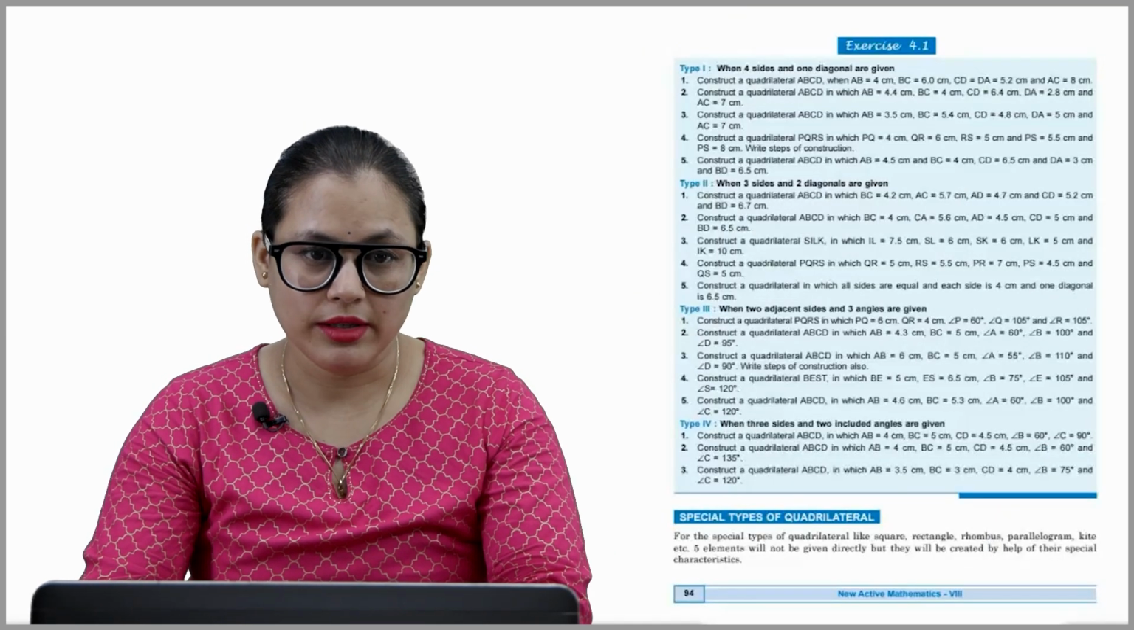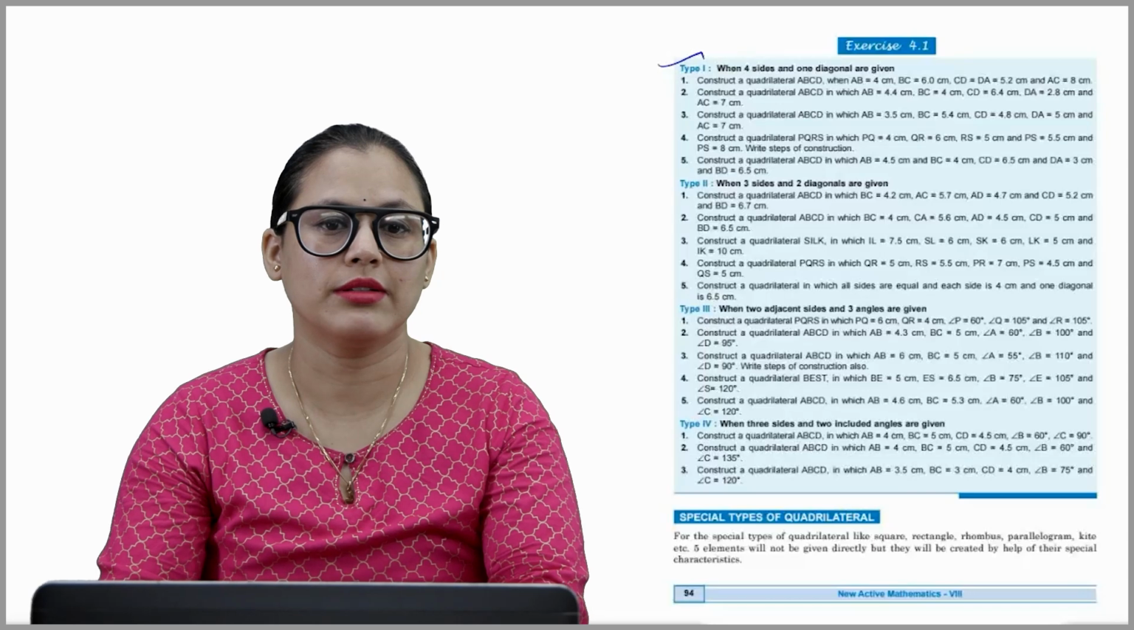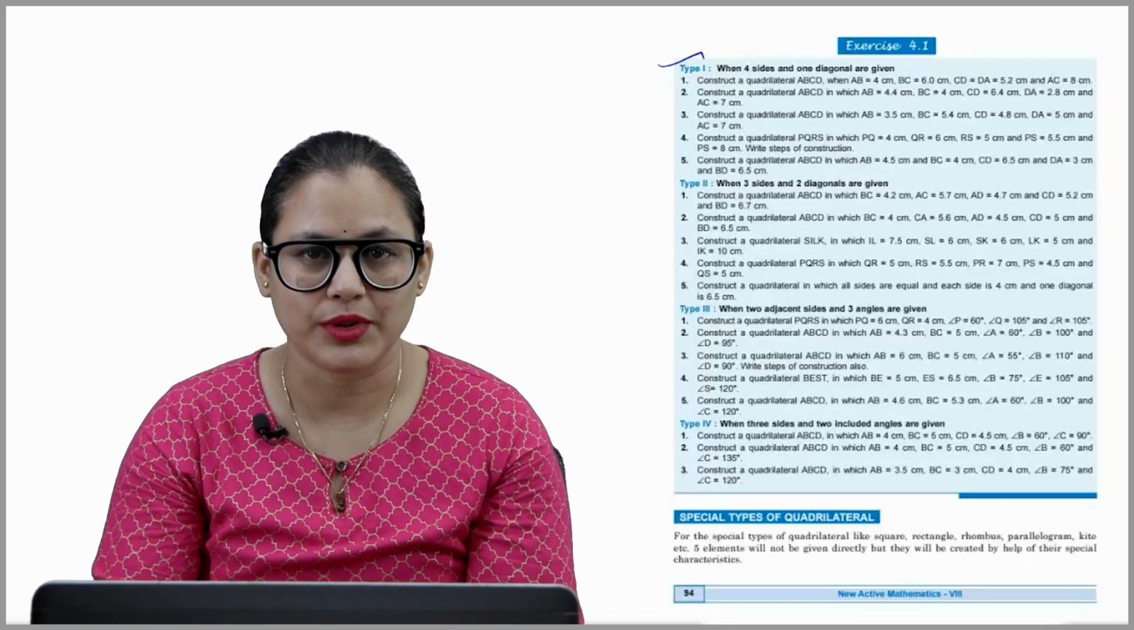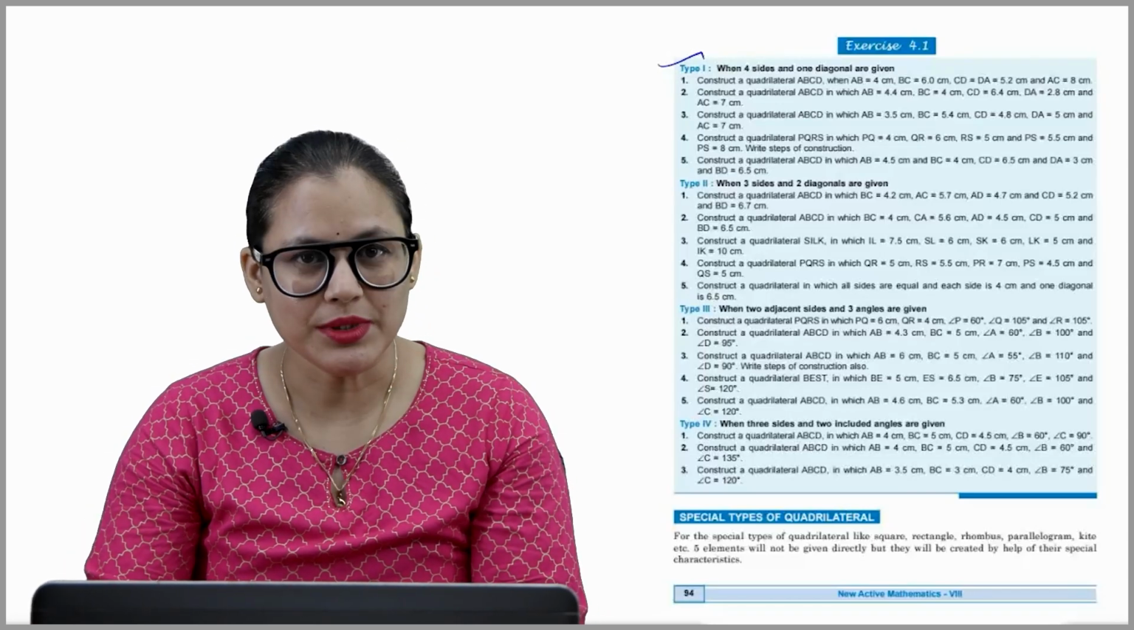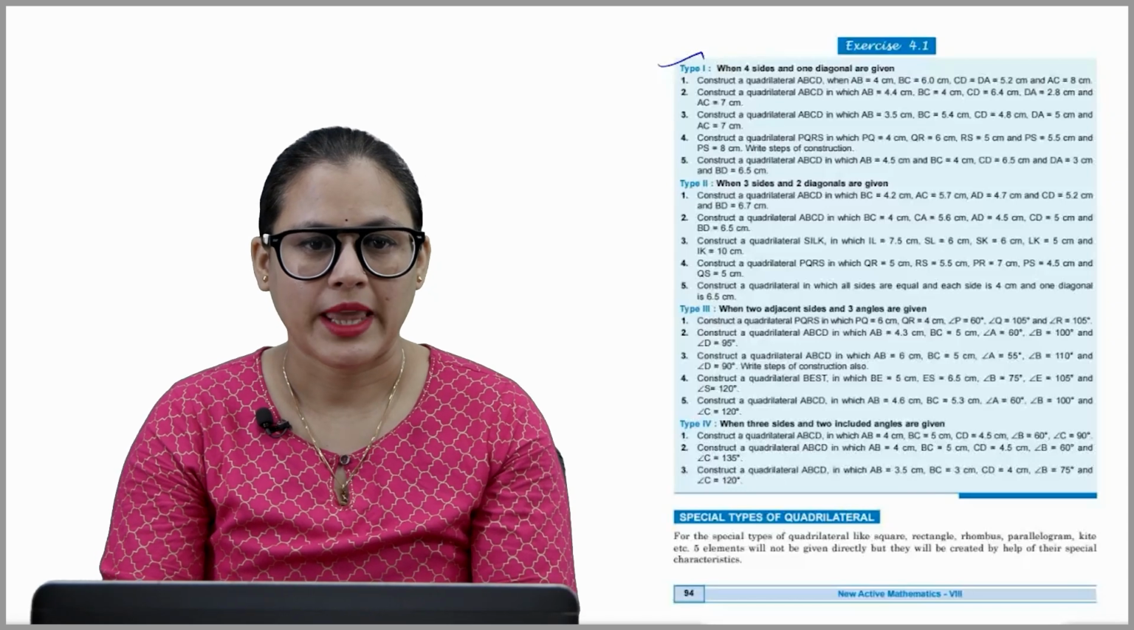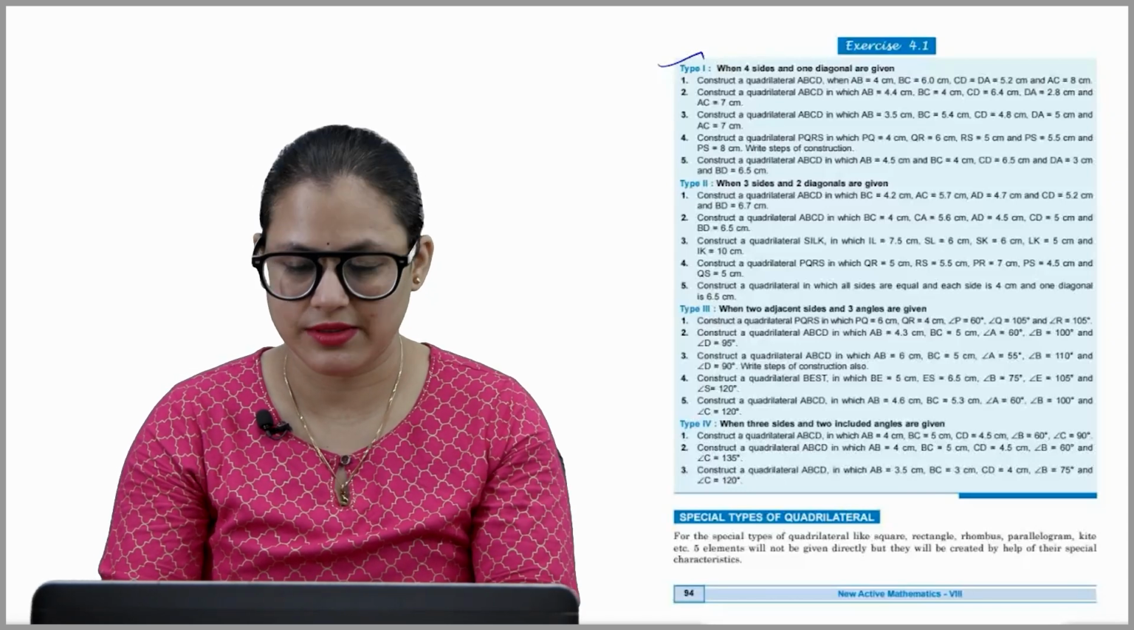Exercise 4.1, here type 1 is given, that is when 4 sides and 1 diagonal are given. Okay students, so you will do this exercise by yourself. Next, special types of quadrilaterals.